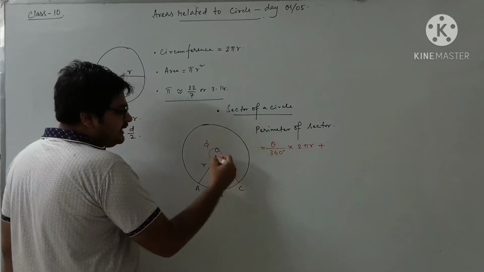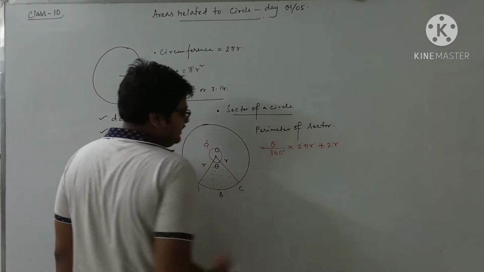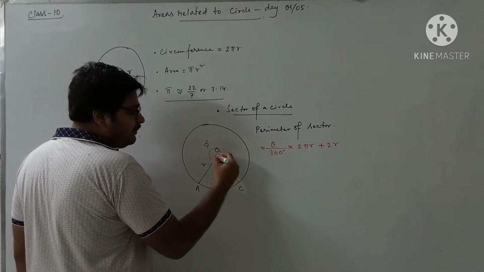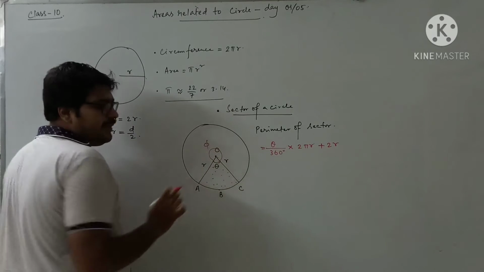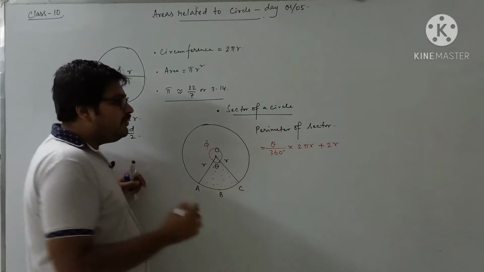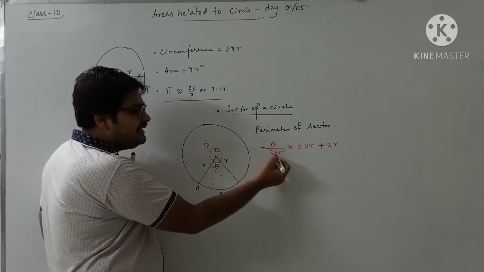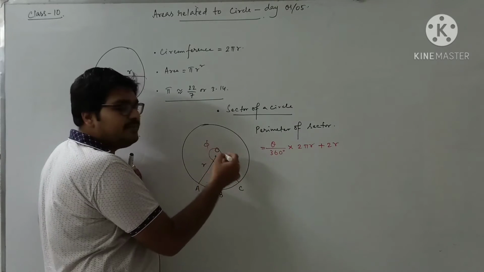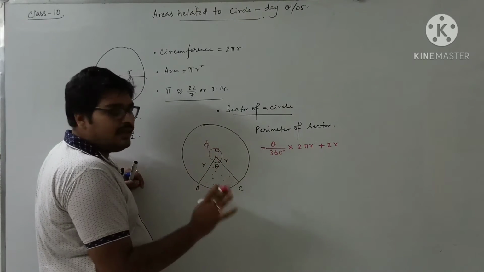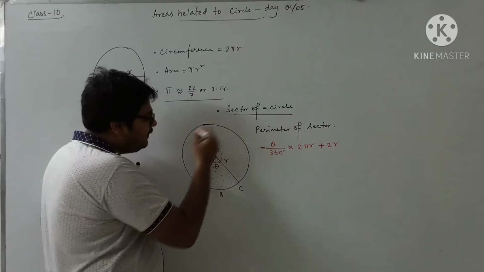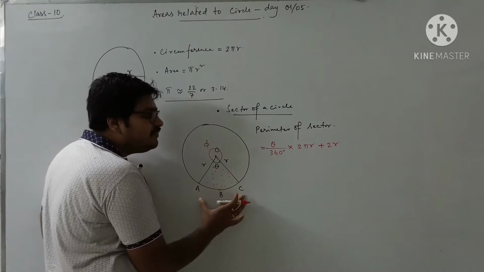Now, this radius and this radius, if we add them, I get the complete perimeter. Am I clear? Whenever I do theta by 360 degrees, that means theta is how much part of this complete central angle. With this, whenever I multiply the complete circumference, I get the length of this arc AC.